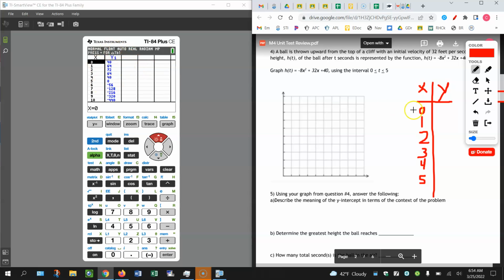And now if I look over here, when X is 0, this is 40. When X is 1, this is 64. And then when X is 2, the height is 72. Then back down to 64. Then back down to 40. And then back down to 0. Okay. All right. So let me maximize this.